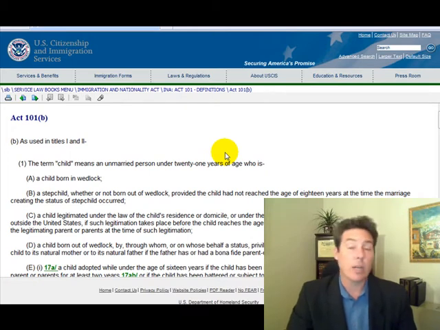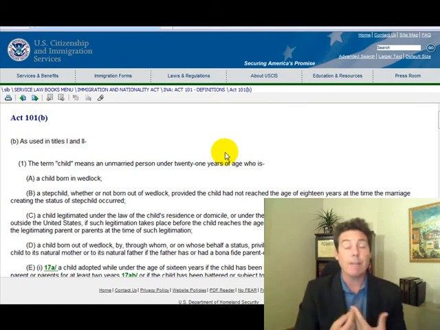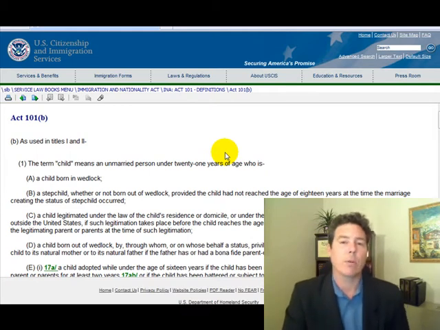because once they were a son or daughter, okay, they weren't an immediate relative anymore. There was no visa available, and they had to go to the end of a line that was many years long for an adult child of a U.S. citizen, which is like a third preference category.